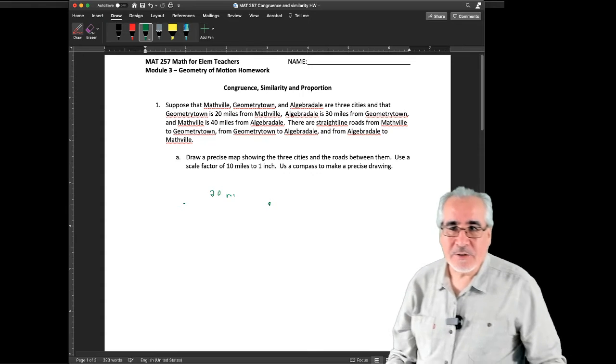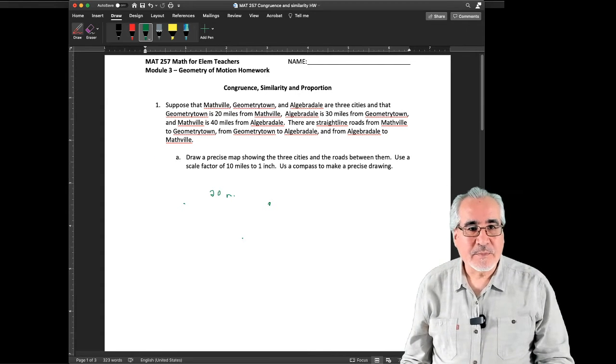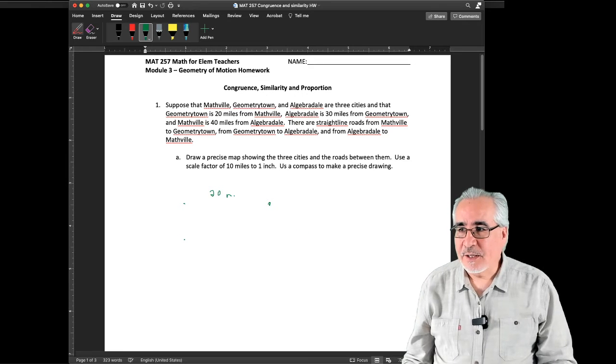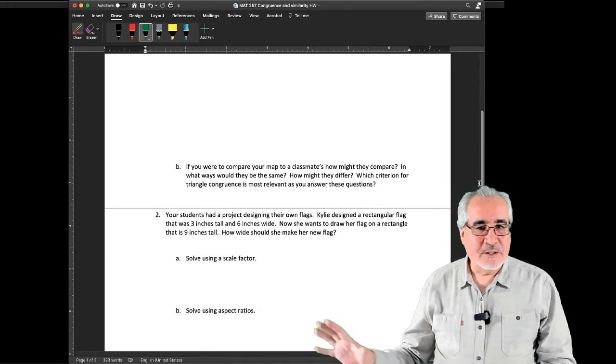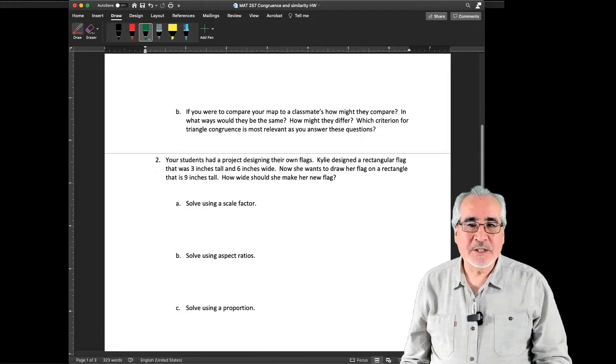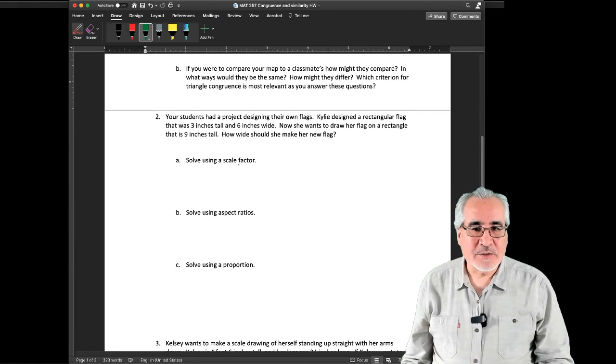So you could do it electronically or by hand. Let's see, what else is there? Let's look at the rest. And then a discussion about how is it different. Then we've got you drawing a flag using both a scale factor, aspect ratios, and proportions.